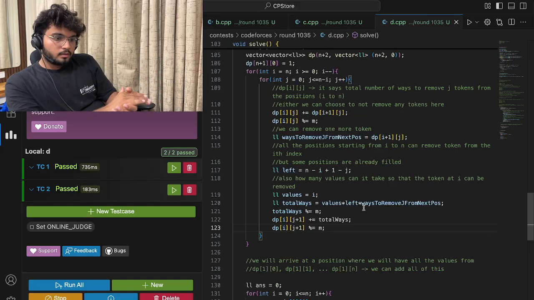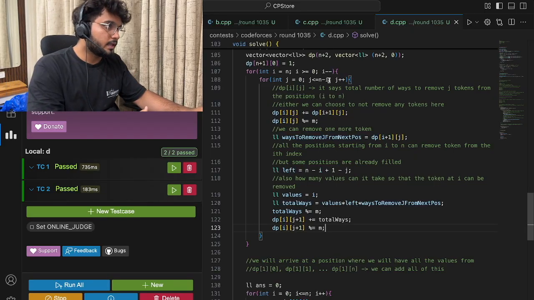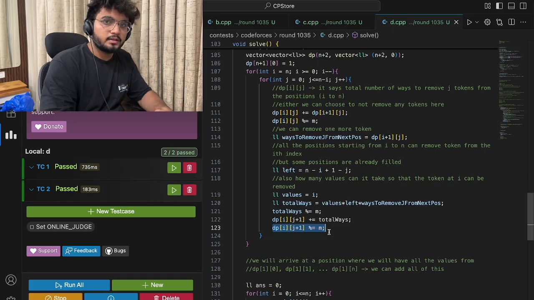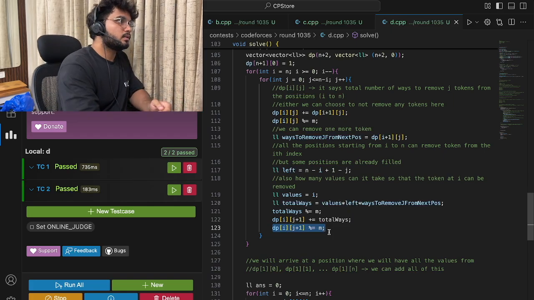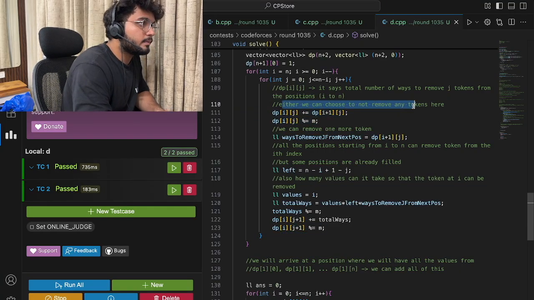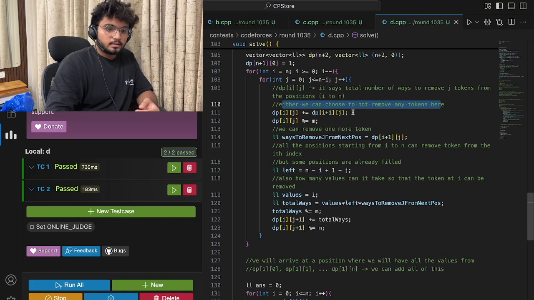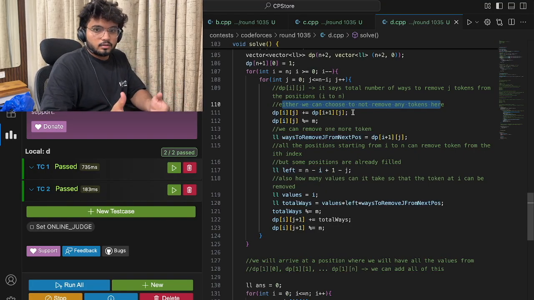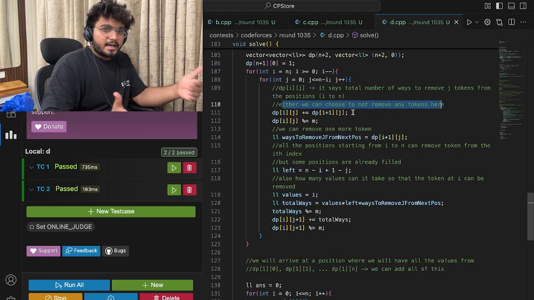But from the next position, only n minus i elements can be removed, right? And one additional element we'll try to remove in this transition. So what is case number one? That either we can remove one, or we cannot remove any element. So the ways to do this is the total number of ways that were in the previous position to remove j tokens. Those will be added as it is.